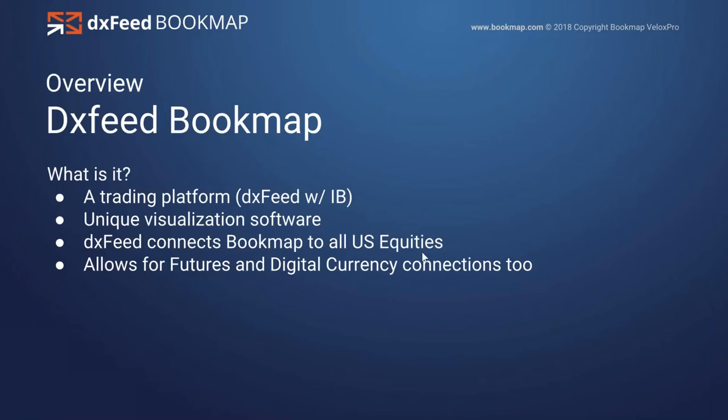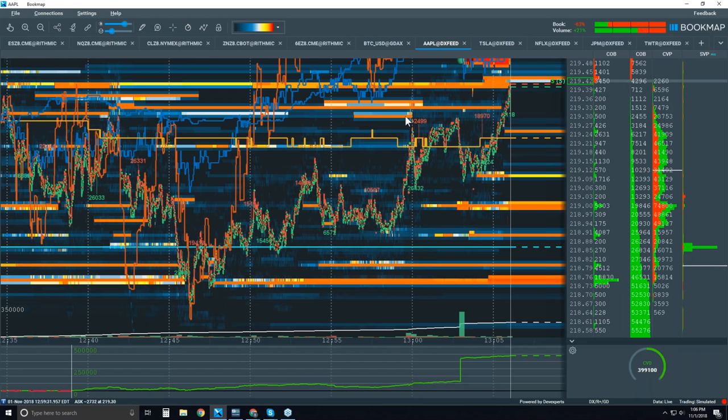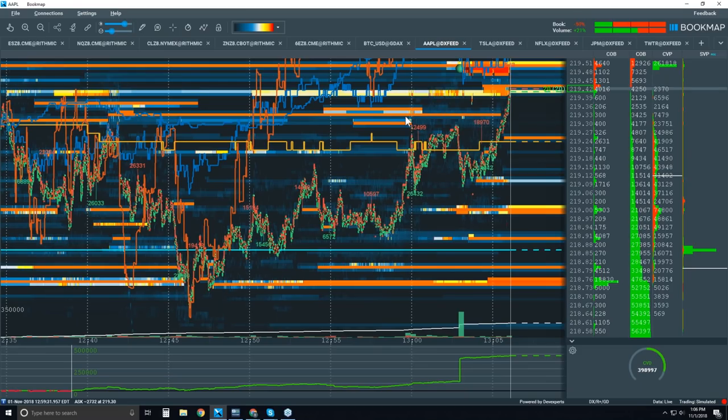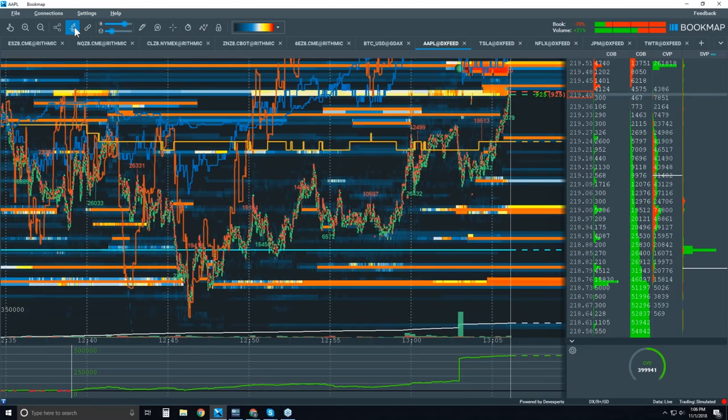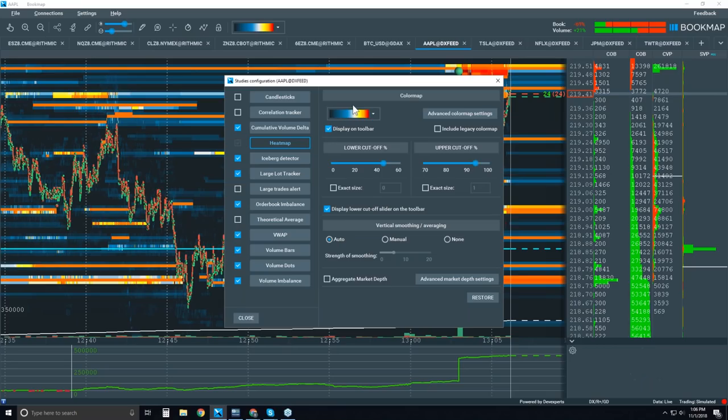Before I get into the overview, let's step back and take a look at the live market, because I want to show you immediately that advantage that I'm talking about. I actually have Apple up here and I have the correlation tracker on. I'm going to turn that off.